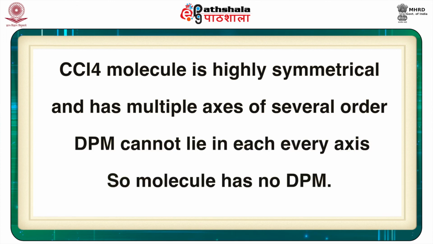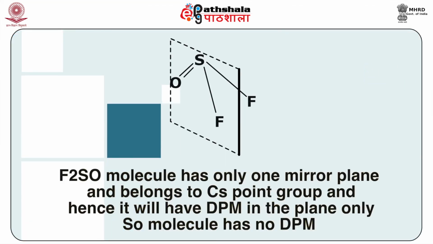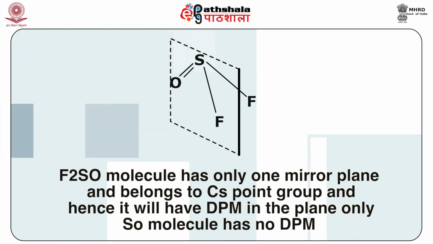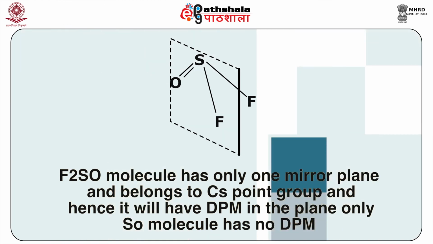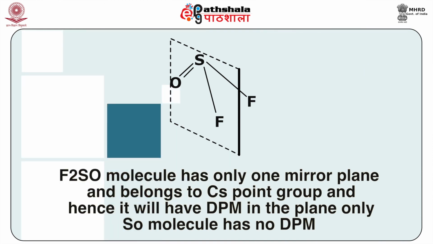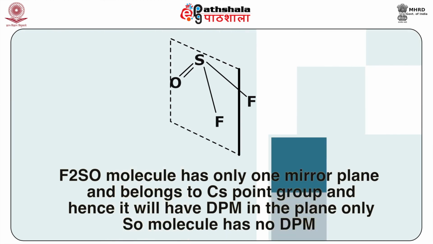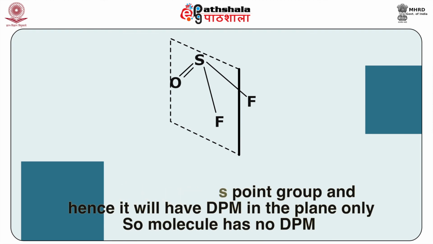Let us take the CCl4 molecule. It is a highly symmetrical molecule. It has multiple axes of several orders. The dipole moment vector cannot lie in each and every axis, so the molecule has no dipole moment. Now let us take the F2SO molecule. The dotted line shows a mirror plane passing through oxygen and bisecting the F-S-F bond. So it has one mirror plane, and it will have the dipole moment lying in this mirror plane.